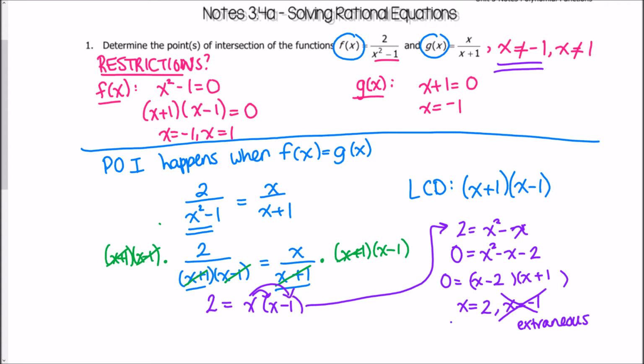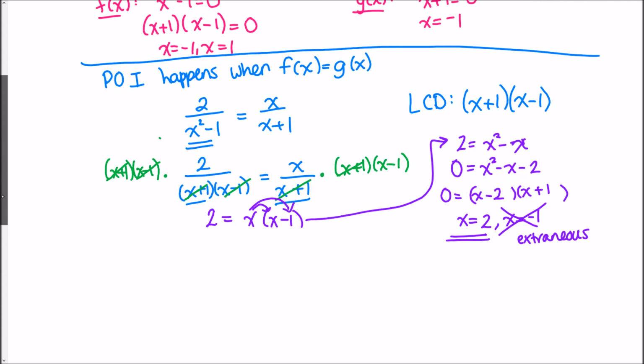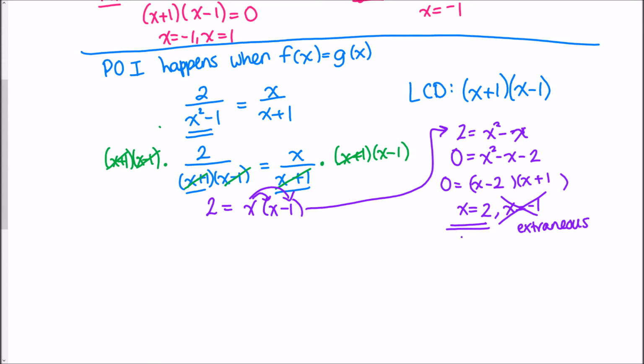Okay, which means x equals 2 is the only place where my functions are going to intersect with each other. So now I know what the x value is that they're going to intersect at, but now I need to find the corresponding y value. So I need to find f of 2, or I need to find g of 2.